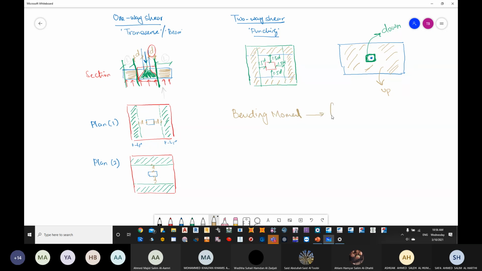Now these are the things that you need to know: the bending moment is to be calculated at the face of the column. One-way shear, as we said, is checked at a distance D from the face of the column, and then two-way shear will happen at 1.5D from the face of the column.